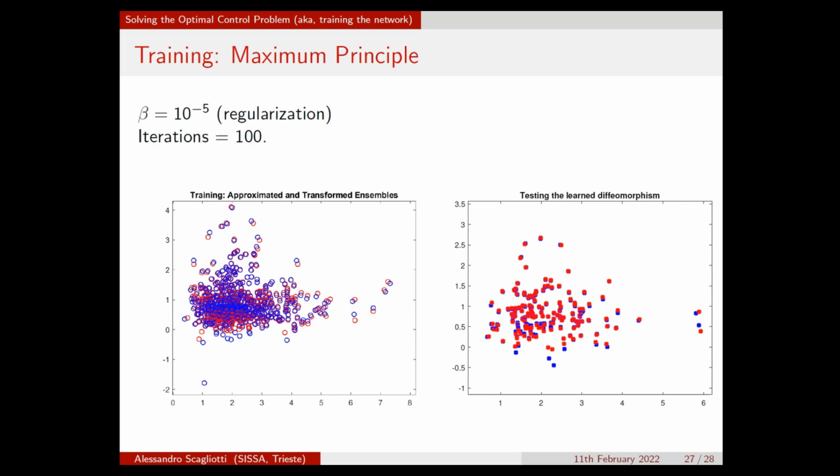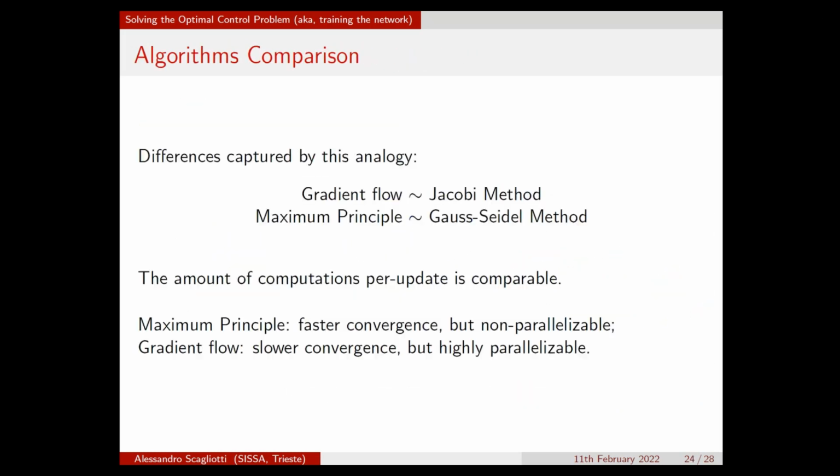You showed us basically that gradient flow is a Jacobi method, and the Pontryagin maximum principle is something like Gauss-Seidel, right? Yes. But are there other techniques? You showed us only two of them, because there are only these two ways to go, or are there also other techniques?